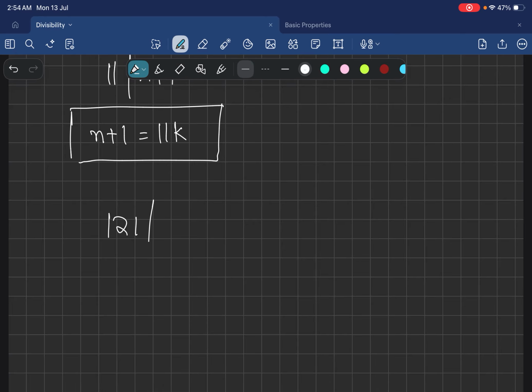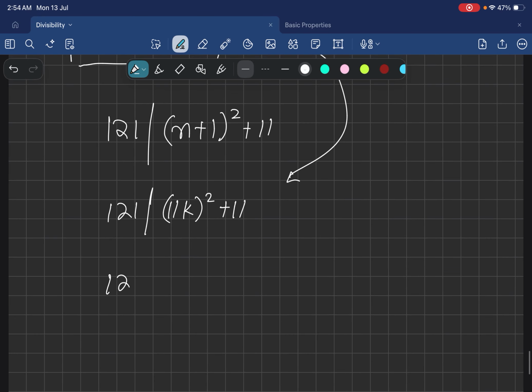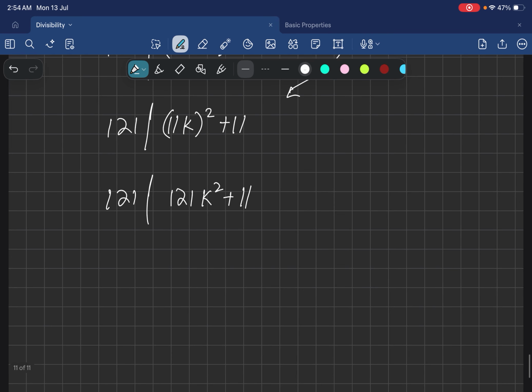So 121 divides n plus 1 whole square plus 11, right? I'm plugging it here: n plus 1 equals 11k, so 121 divides 11k whole square plus 11. So I will get 121k square plus 11.